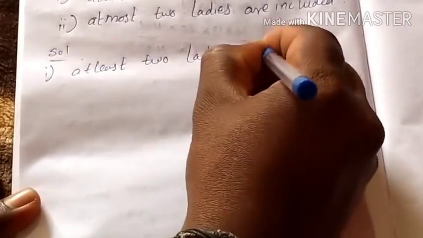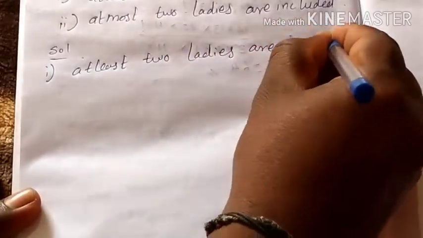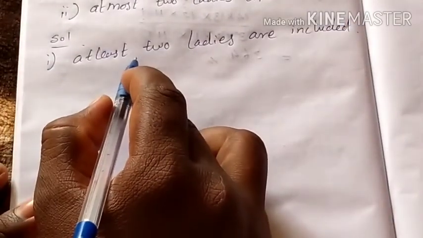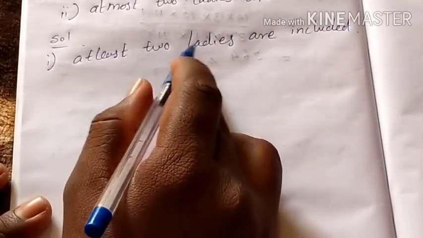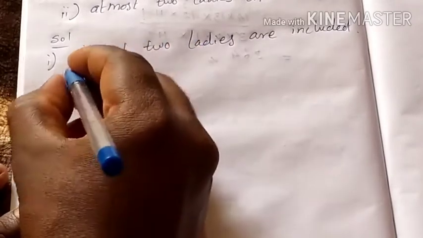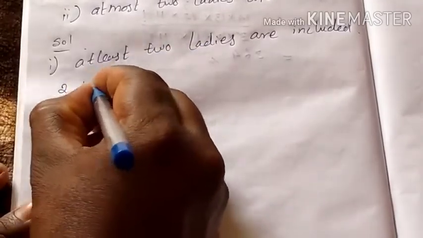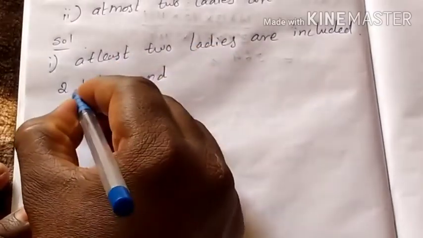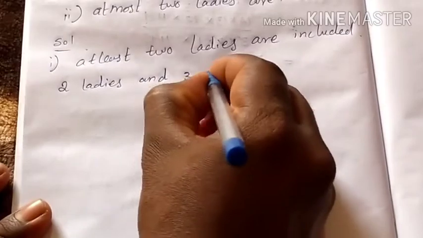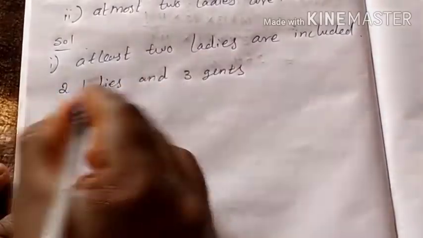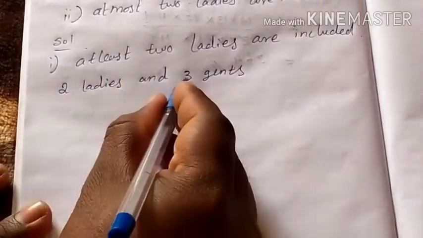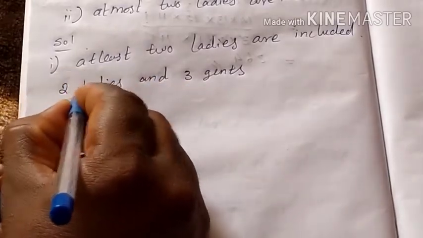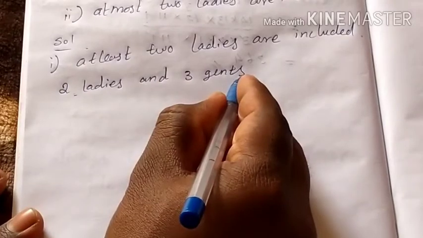At least 2 ladies are included. At least 2 means the number of possibilities is 2, 3 and 4. First we consider 2 ladies, and so the remaining is 3 gents, because the total number of committee members is 5. So 2 plus 3 is 5. So first consider 2 ladies and 3 gents.